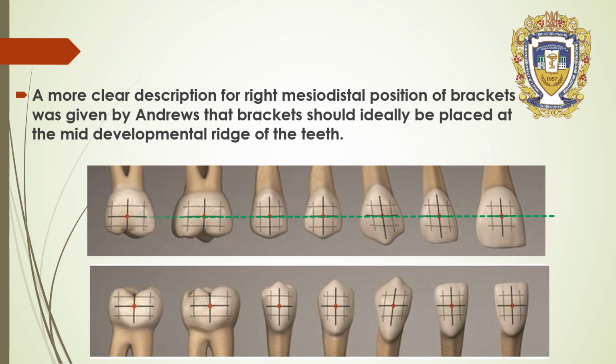A clearer description of the right mesiodistal position of brackets was given by Andrews, that brackets should ideally be placed at the mid-developmental ridge of the teeth. They are shown, the mid-developmental ridge in the upper and in the lower teeth.